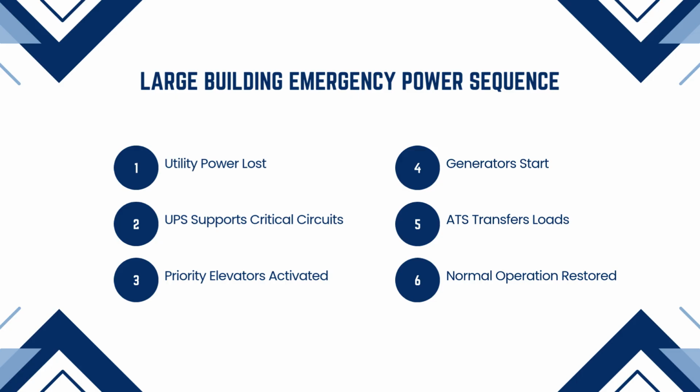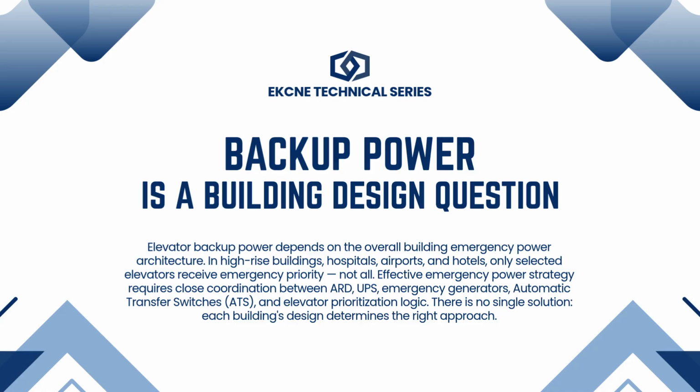Large building emergency power sequence: in larger buildings, emergency power coordination often involves more than ARD and UPS. A typical power failure sequence may look like this. First, utility power is lost. Second, UPS systems temporarily support selected critical circuits, such as PLC logic, monitoring, and emergency control infrastructure. Third, emergency generators start. Fourth, ATS equipment, or automatic transfer switches, transfers selected building loads to emergency power. Fifth, designated elevators follow the building's emergency transportation strategy.